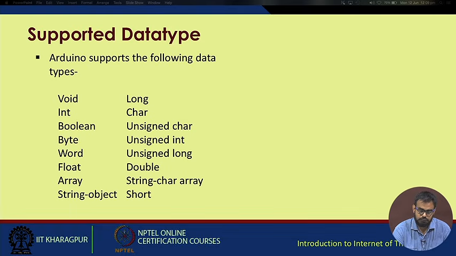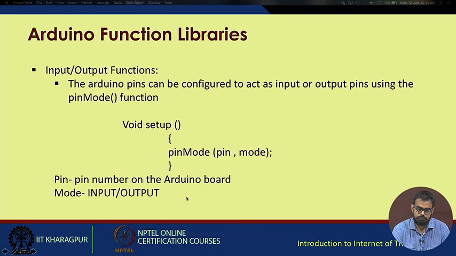Okay, so like other programs, Arduino also supports various data types. You have void, int, boolean, byte, word, float, array, string object, long, char, unsigned char. It is somewhat similar to normal C programs. Arduino has lots and lots of libraries. Since it's an open source platform, people, companies and organizations collaboratively upload their own Arduino libraries, so for most functions you'll easily get access to various libraries.